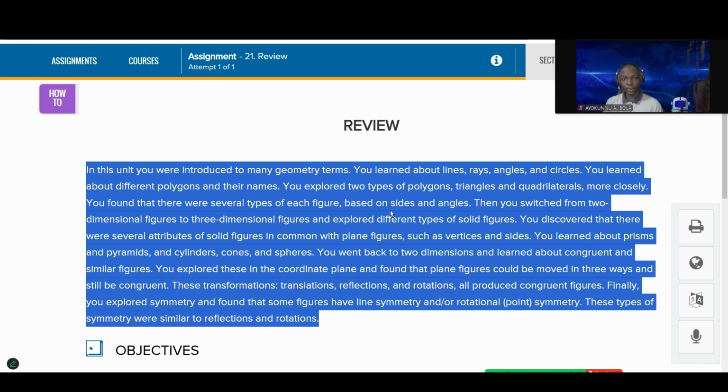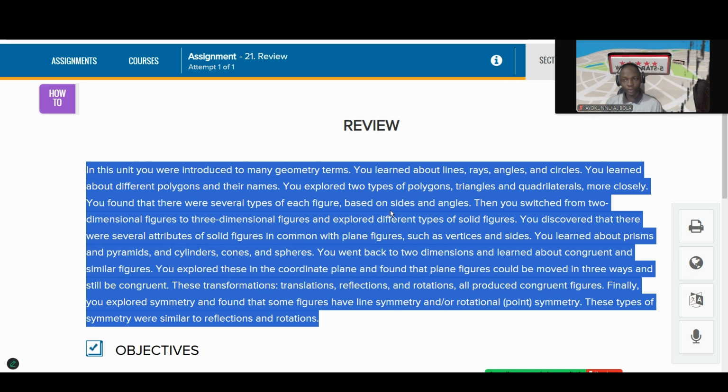Then we explored two types of polygons, triangles and quadrilaterals, more closely. We found that there were several types of each figure, based on size and angle.